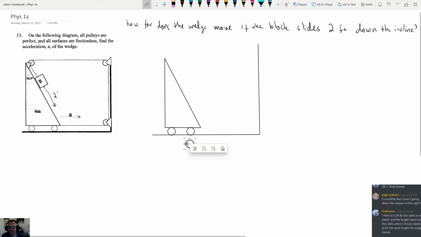Okay, yes, these cables are not elastic, that's right. You say you think it's 2 feet because the cable is not elastic and the length taken from the cable when it moves needs to be the same length as the wedge moves. Okay. Any other ideas?